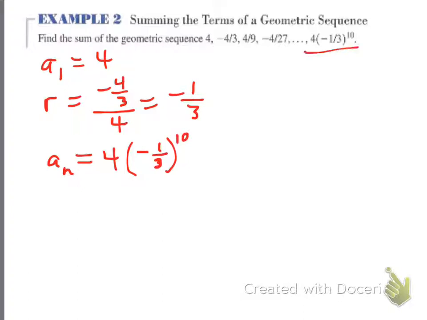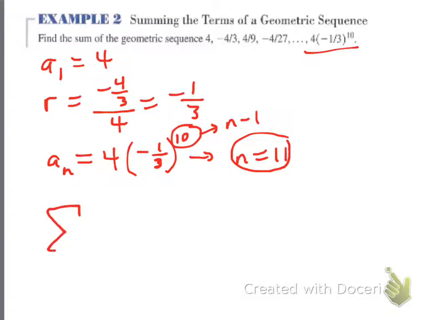Okay, that's this term right here. That's the last term. Now, what does that mean? This 10 is really n minus 1. So what value of n minus 1 is 10? 11. So n is 11. There's 11 terms.